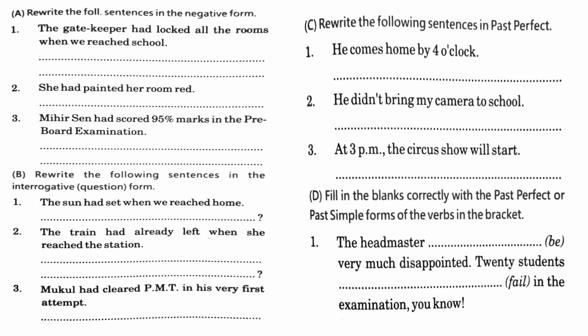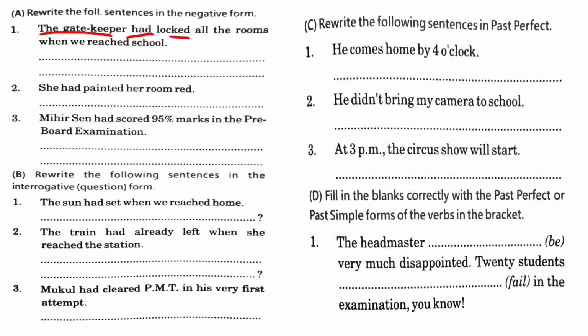Our question number 1 is, rewrite the following sentences in the negative form. Look at the first statement. The gatekeeper had locked all the rooms when we reached home. Now, in this sentence, you can see this is our subject, this is had, this is third form of the verb lock. So this particular sentence is already in past perfect tense.